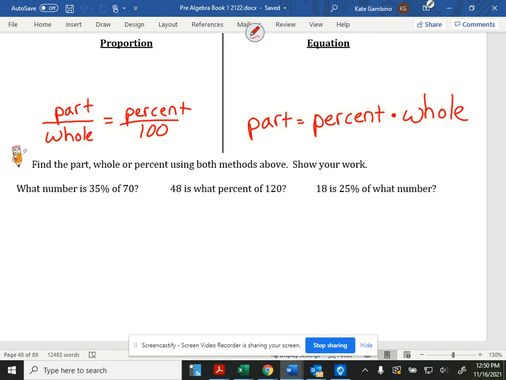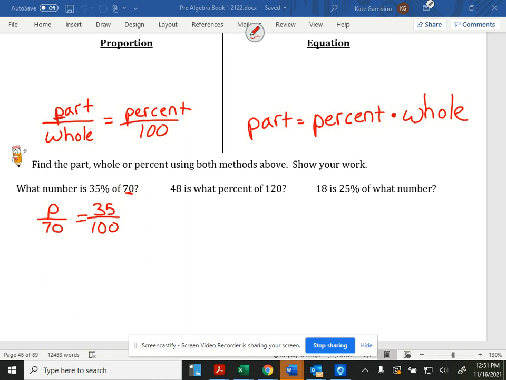You would do the part, and then with 70 under that. Yeah, because that's our whole. It's out of 70. And equals 35 over 100. So instead of leaving it a blank, because we are in Prealgebra, what should I put? You should put N or part. I'm going to put a P. Yeah. Because remember that P means part. So I'm going to put P over 70 equals 35 over 100.